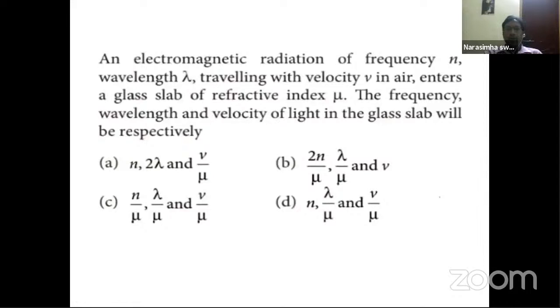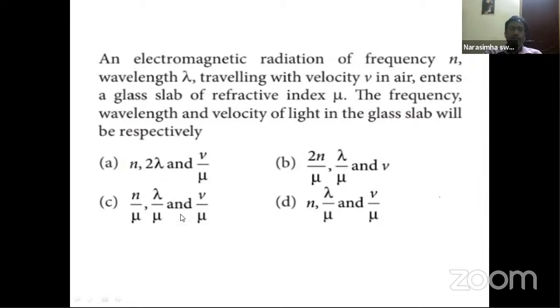The electromagnetic radiation of frequency n, wavelength lambda, traveling with the velocity v in air, enters a glass slab of refractive index mu. The frequency, wavelength, and the velocity of light in the glass slab will be respectively. See, observe the options here. Relations are given.